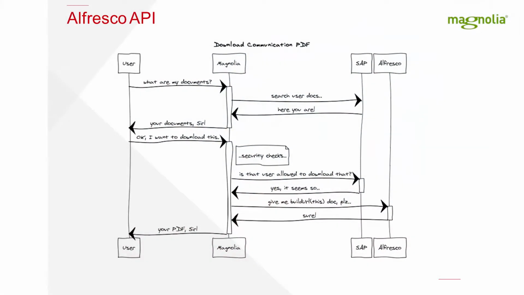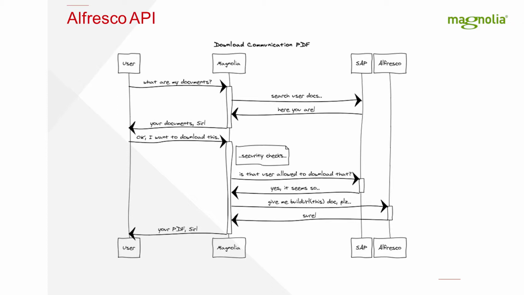This is just for a recap. This is the sequence diagram. First, we ask Magnolia, tell me what my documents are, and this information is retrieved in SAP. So we retrieve the documents from SAP. The documents are only IDs of Alfresco documents.